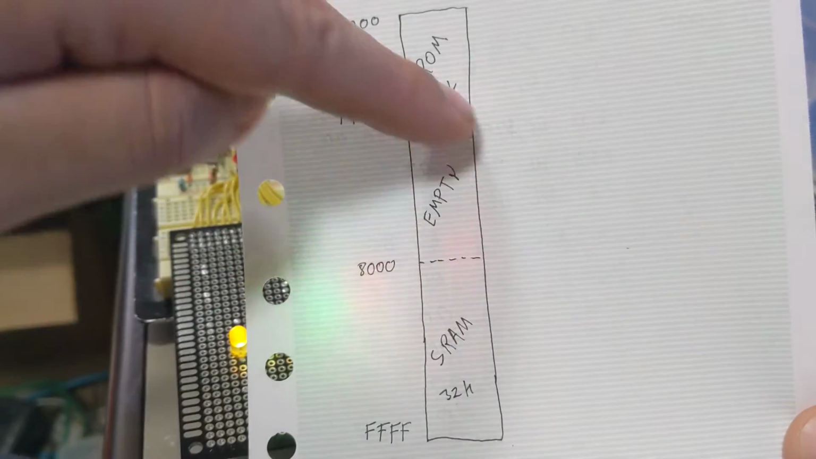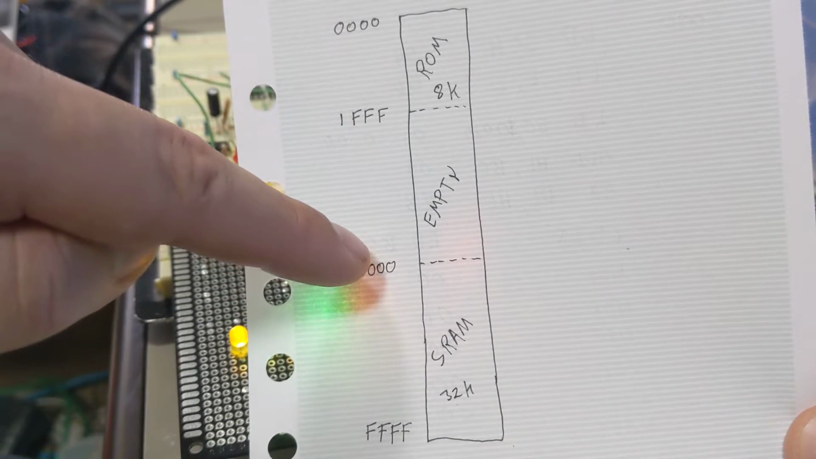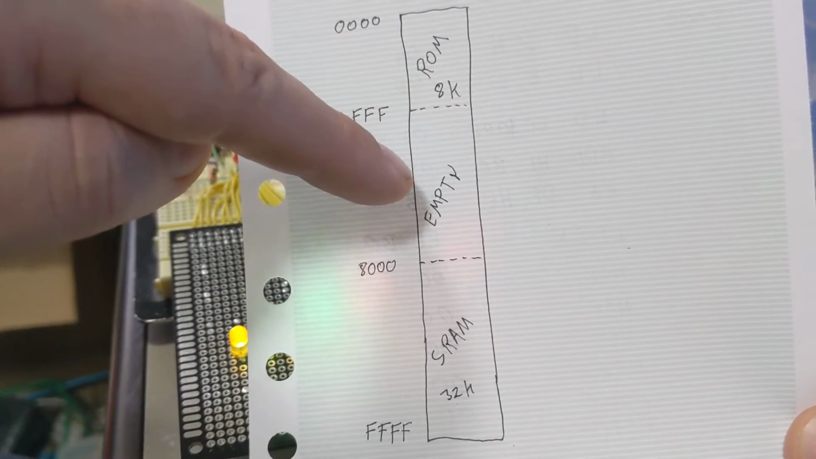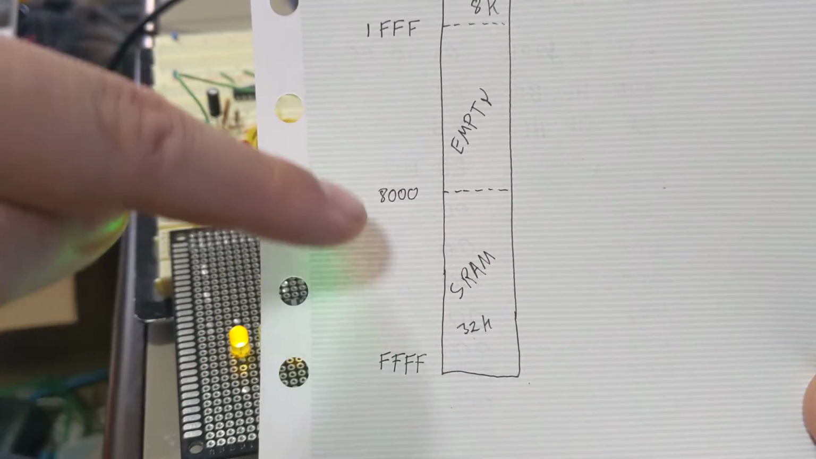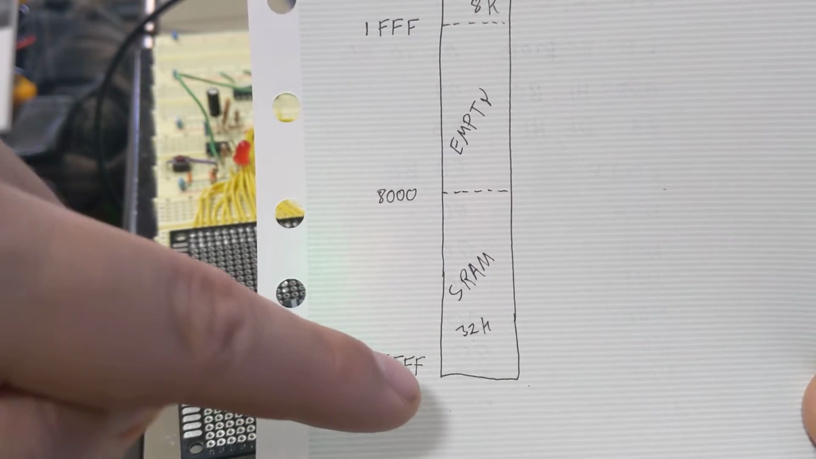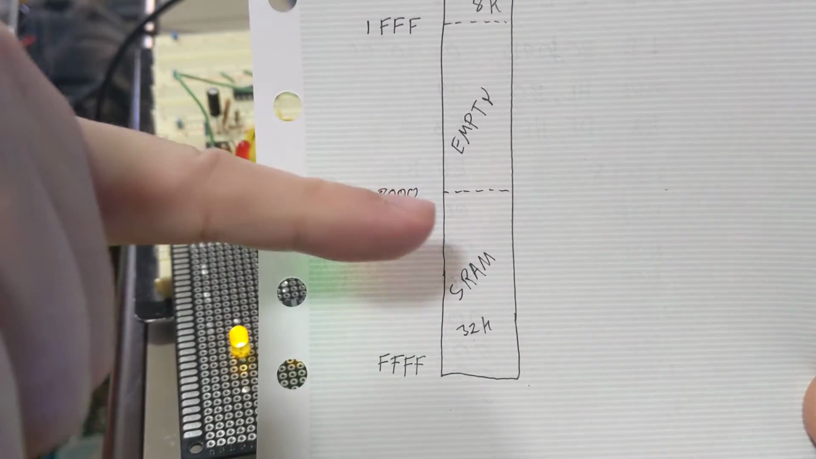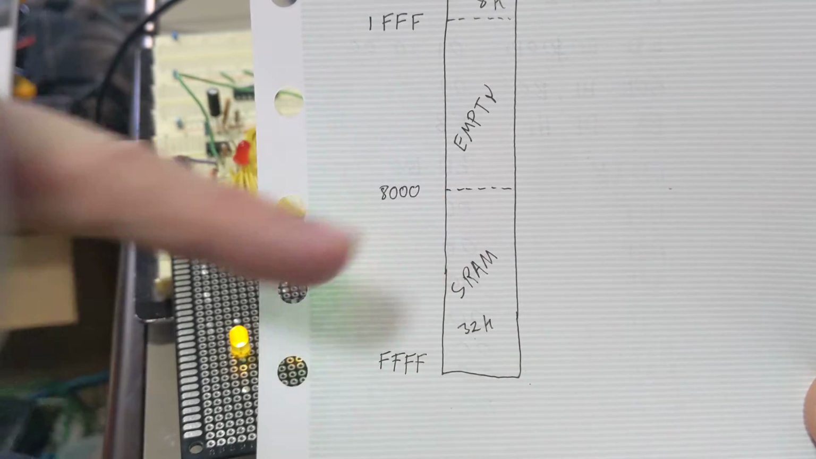The rest of the lower half of the address space, from 2000 up to 7FFF, is empty, so there's nothing there. And then we have a 32 kilobyte SRAM going from 8000 all the way up to FFFF. I've loaded my little computer virus replicating program right at the beginning of this SRAM, which we'll go over.